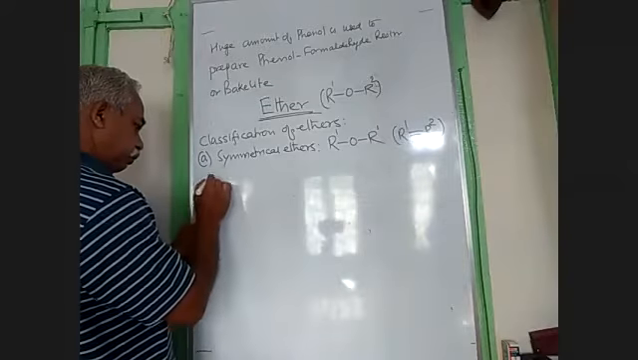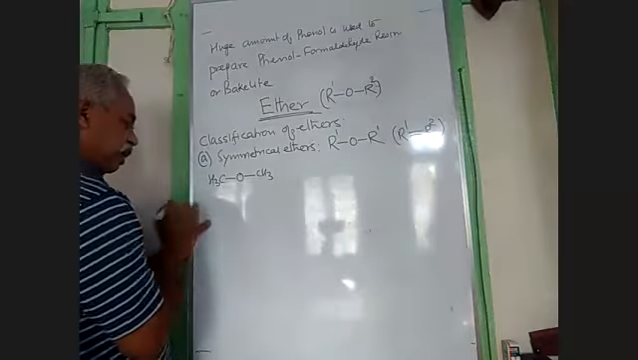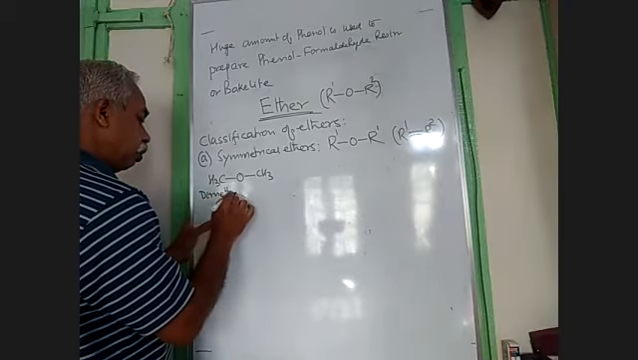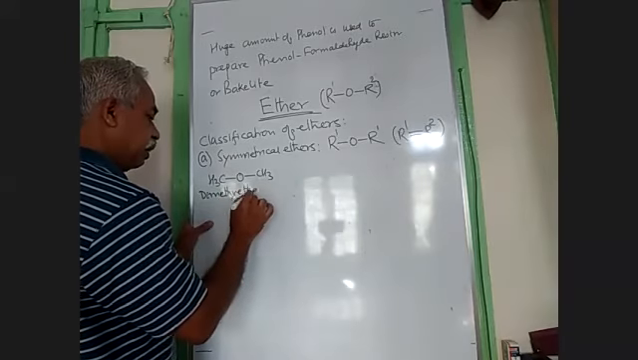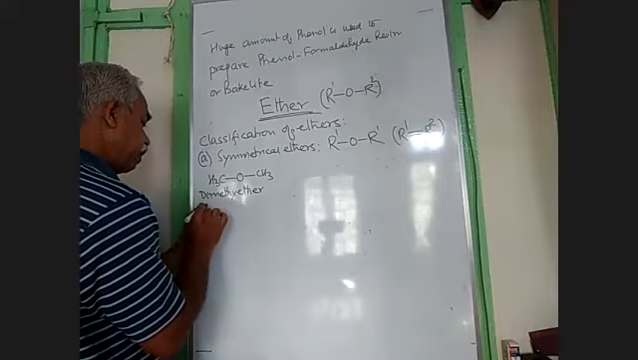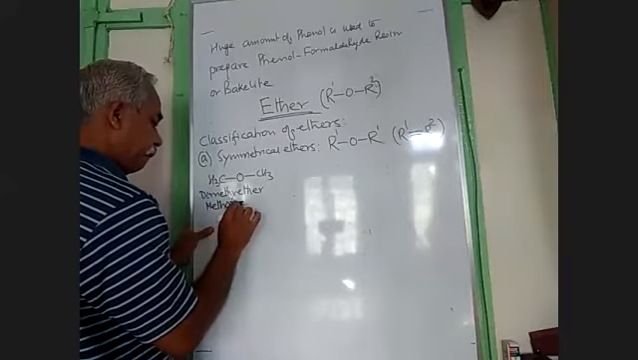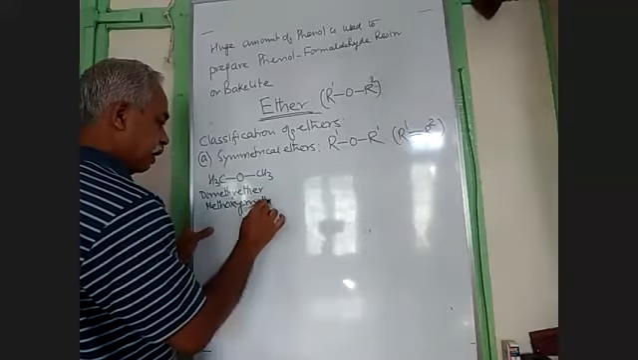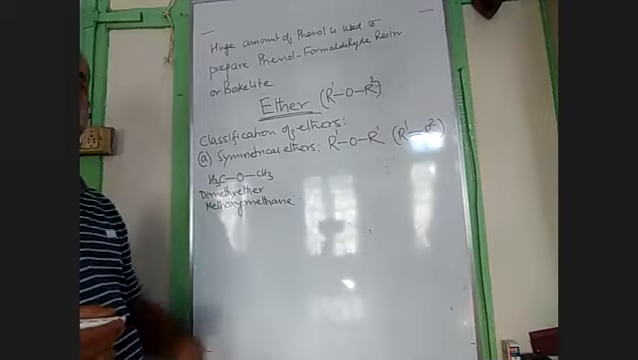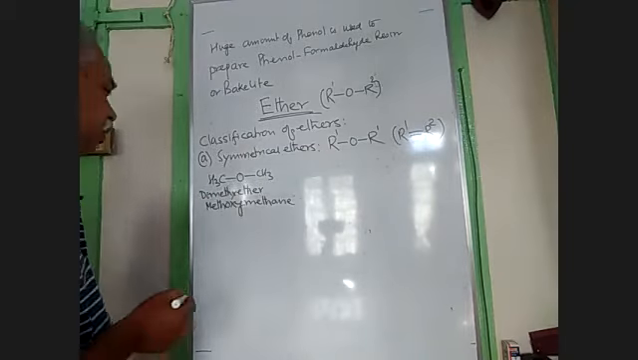Example, CH3OCH3. Nomenclature I have already told you. Dimethyl ether. This is the common name. And what is the IUPAC name? IUPAC name is methoxymethane. In the nomenclature of ether, whichever side is longer, we consider it the main chain. The other part we think of as a substituent.